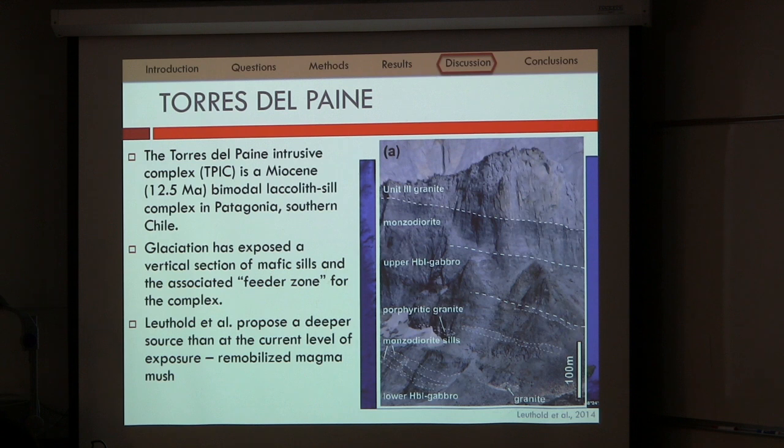Here's an outcrop of what these look like. So we have our lower Hornblende Gabbro down here. We have monzodiorite sills, so we had a little bit of bimodal character to this. We have our upper Hornblende Gabbro, and we have this granite that they were intruded into.